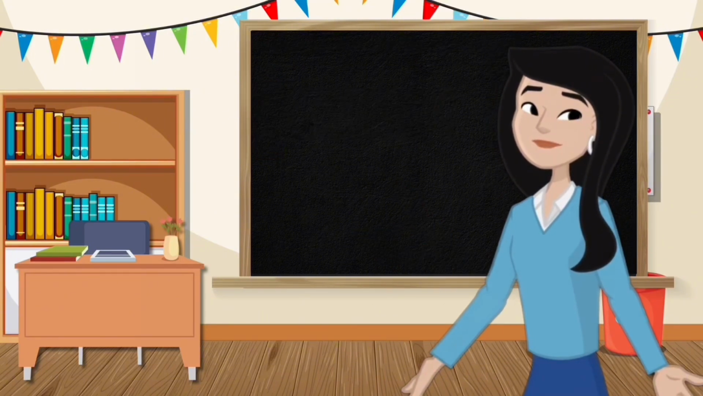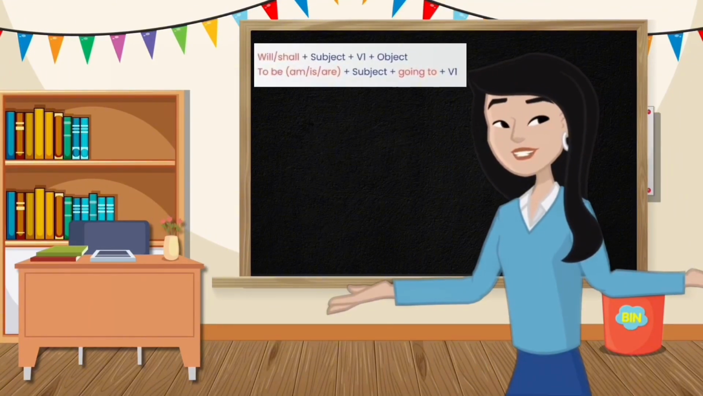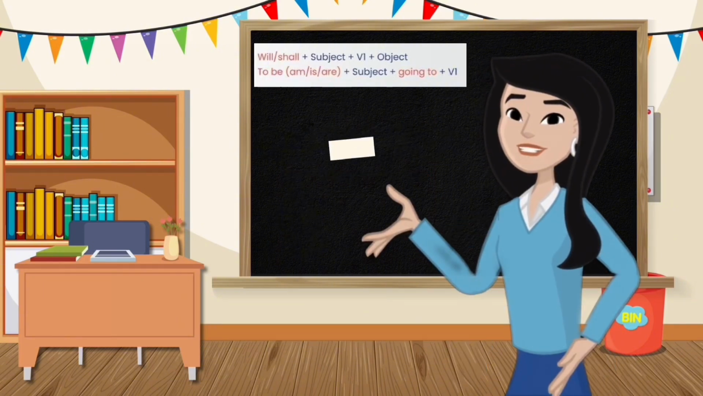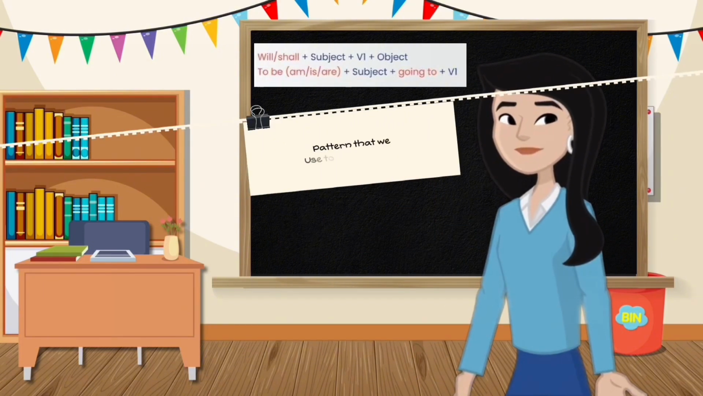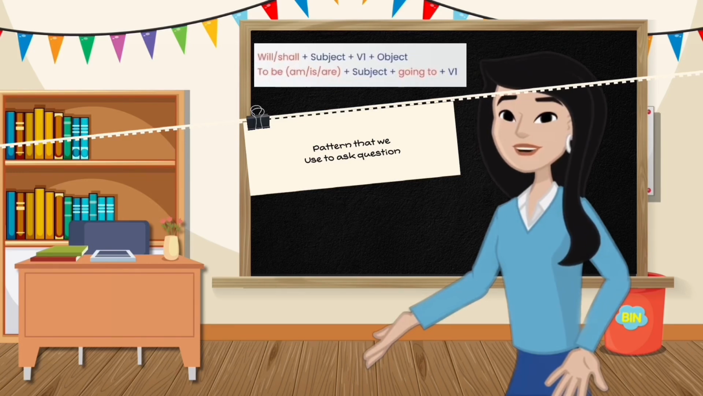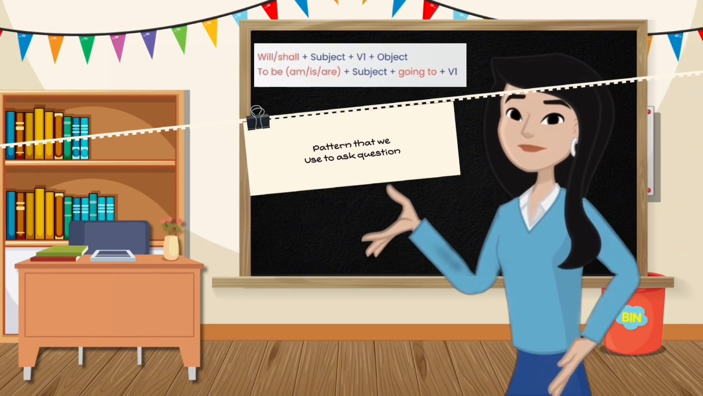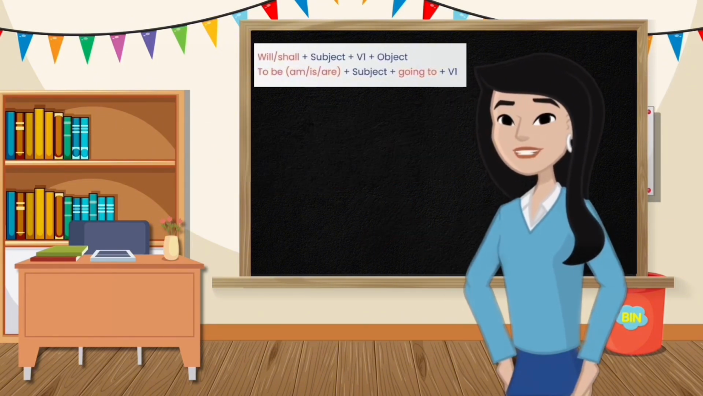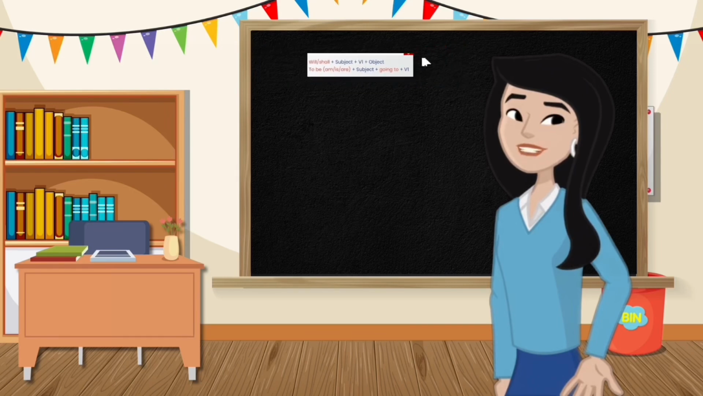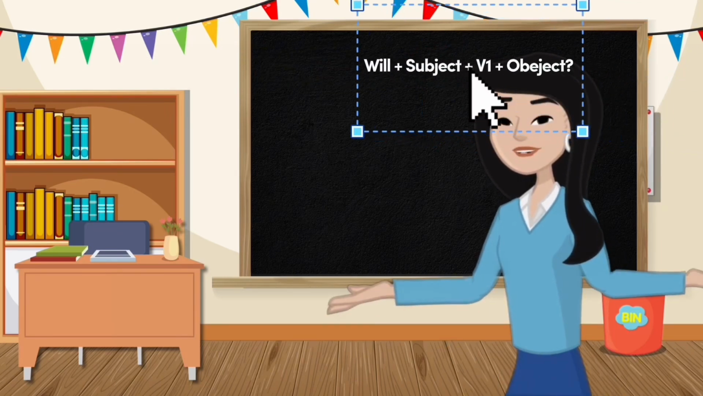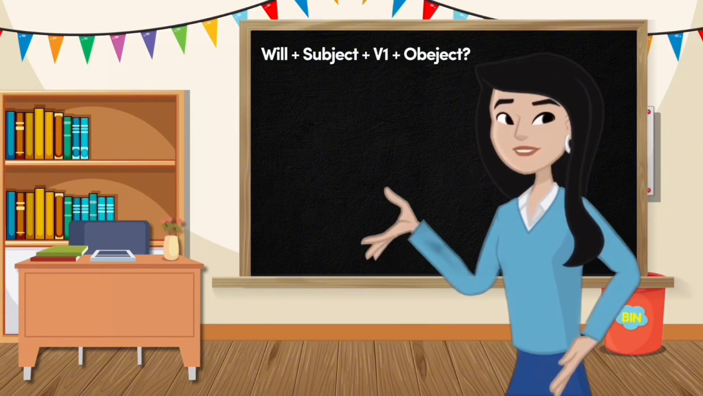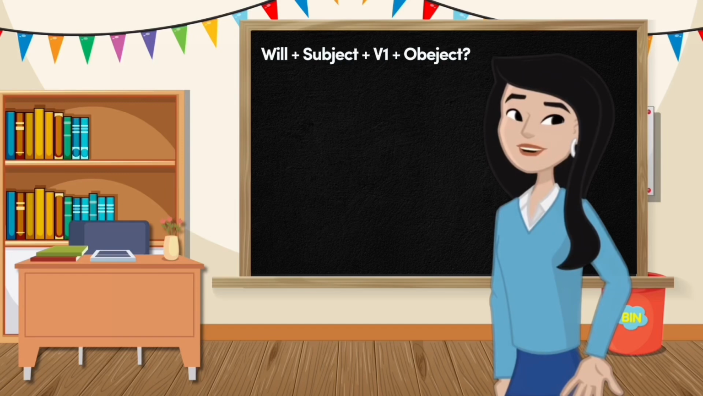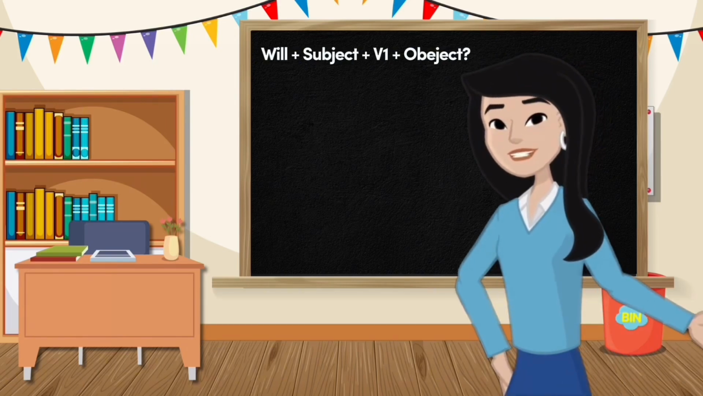not going to happen. Okay, everyone, this is the last sentence pattern, which is the interrogative sentence. So this is a sentence that we use to ask a question. For example, we can use it to ask about someone's future plan or something like action that will happen in the future. Just like the other patterns, this one also has two formulas. Let's look at the first formula together. The first formula is will plus subject plus verb one plus object. Because this pattern is a question, don't forget to put a question mark at the end of the sentence.